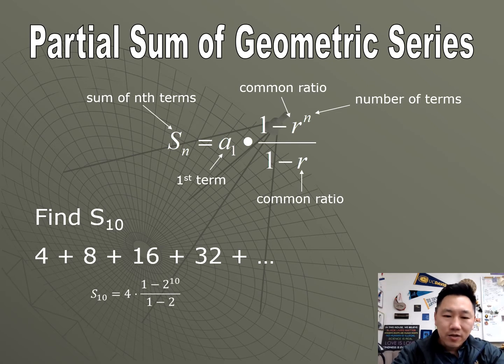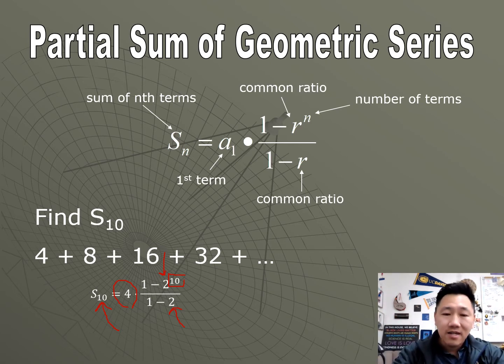We know the first term is 4. We know we're looking for the first 10 terms to add together. The common ratio is 2. You're multiplying it by 2 every single time. And then again, we're looking for 10 terms together.